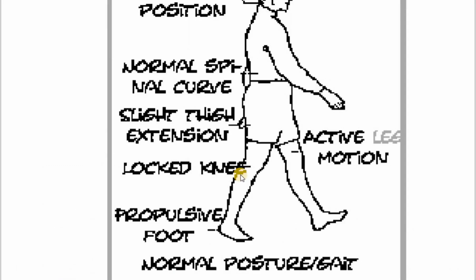So what should we look for when the person is walking? We should look at his neck position, whether it is right. We should look for a normal lumbar curve, a normal thoracic curve and a cervical curve. Then slight extension of the thighs should be there. Then the knee should be locked. They should be actively moving without any kind of support. Then the forward propulsion of the foot must also be noted. And the normal posture and the gait pattern should also be noted.